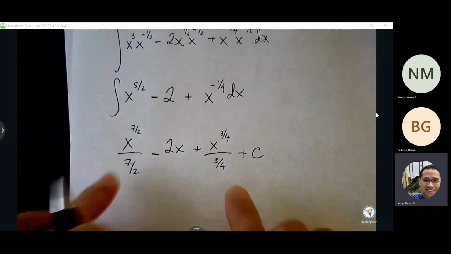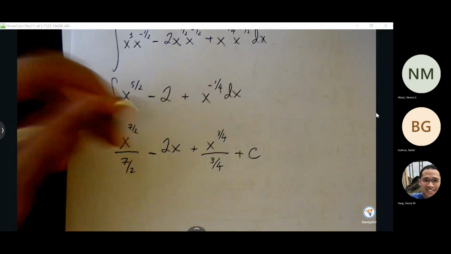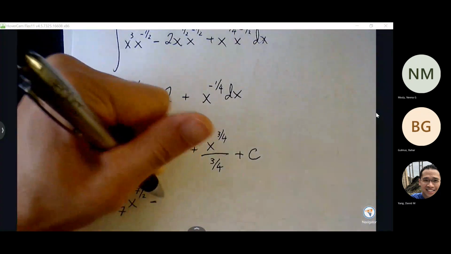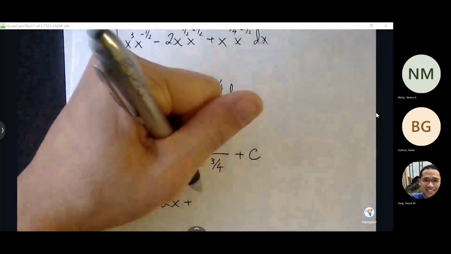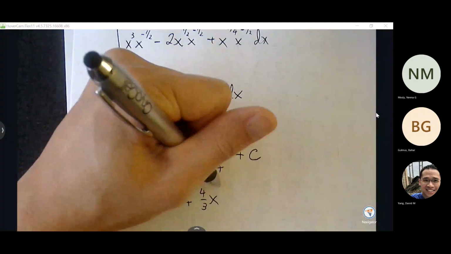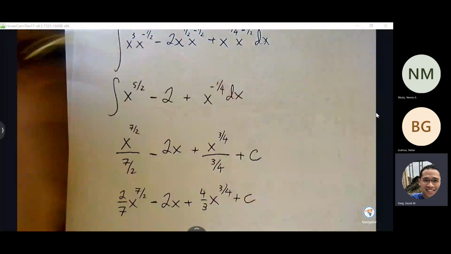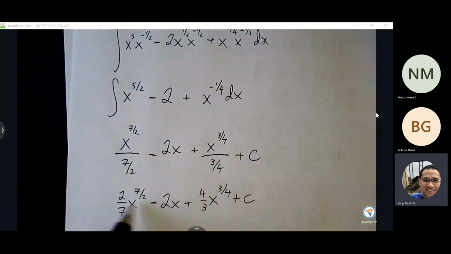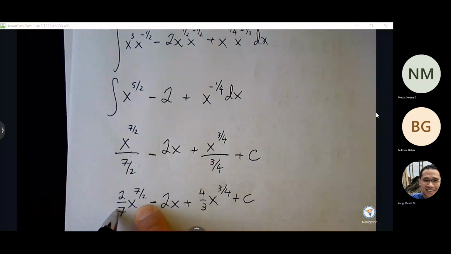I'm going to flip all my denominator fractions up. The denominator, you just flip it. That's right. Dividing by a fraction is the same thing as multiplying by its reciprocal.